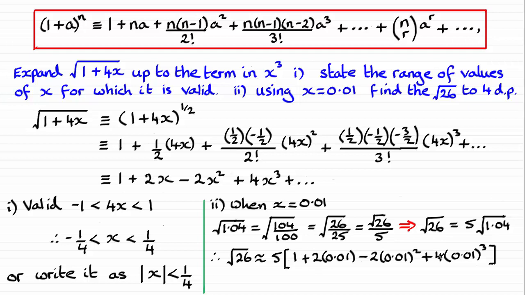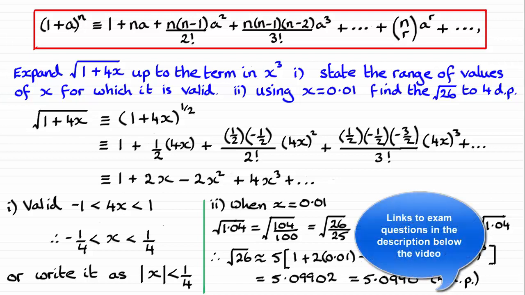Work this out then, and what you end up with is 5.09902, which when rounded to 4 decimal places is 5.0990. And that, if you check it out on your calculator, is not a bad approximation to the square root then of 26. So I hope you're getting a feel for this now, but I would encourage you to look at the next example that I give, as it gives another style that we can use this formula in.